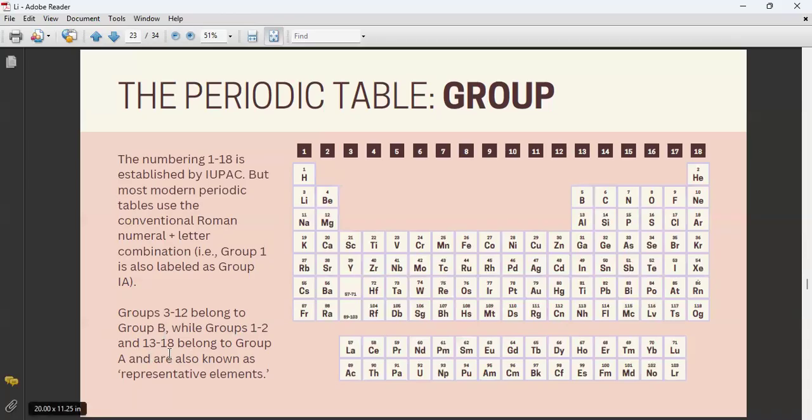The numbering has been established by the IUPAC, but the modern periodic table uses the conventional Roman number plus letter combination. It means there is a number and a letter as well. Groups 3 to 12 belong to group B, while groups 1 and 2, and 13 to 18 belong to group A, which are called the representative elements.